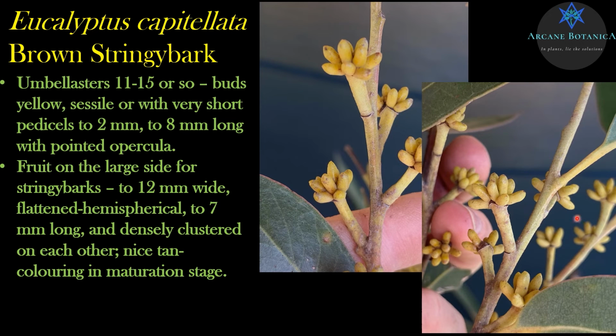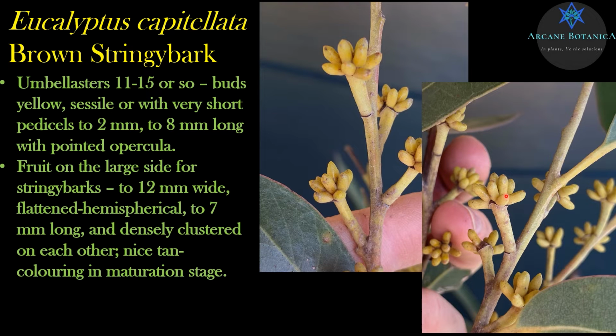That's an example of stringybark buds, nice and yellow. Again, normally they're in that 9 to 15, getting towards that number. Always got this nice sort of yellow tone. They're normally sessile, meaning they don't have a lot of pedicel obvious, but they can have a pedicel to about 2 mm. And they're about 8 millimeters long, and they tend to have a pointed operculum or pointed calyptra.